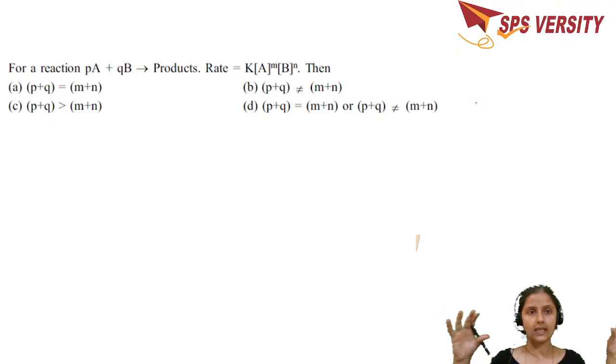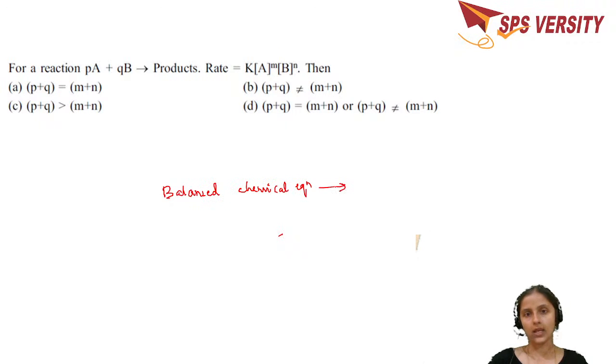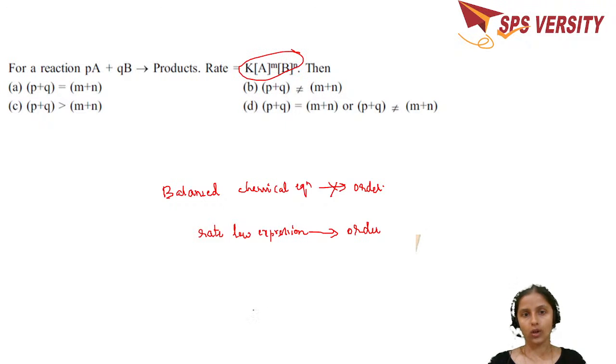So we have a balanced equation over here, that's pA plus qB gives rise to product. What is the rate? Rate is equal to K into [A] to the power m, [B] to the power n. From the balanced chemical equation, we won't be able to find out the order of the reaction. So we need the rate law expression, from which we can determine the order of the reaction. So which is our rate law expression? This one. So the order of this is m plus n. This will be the order.